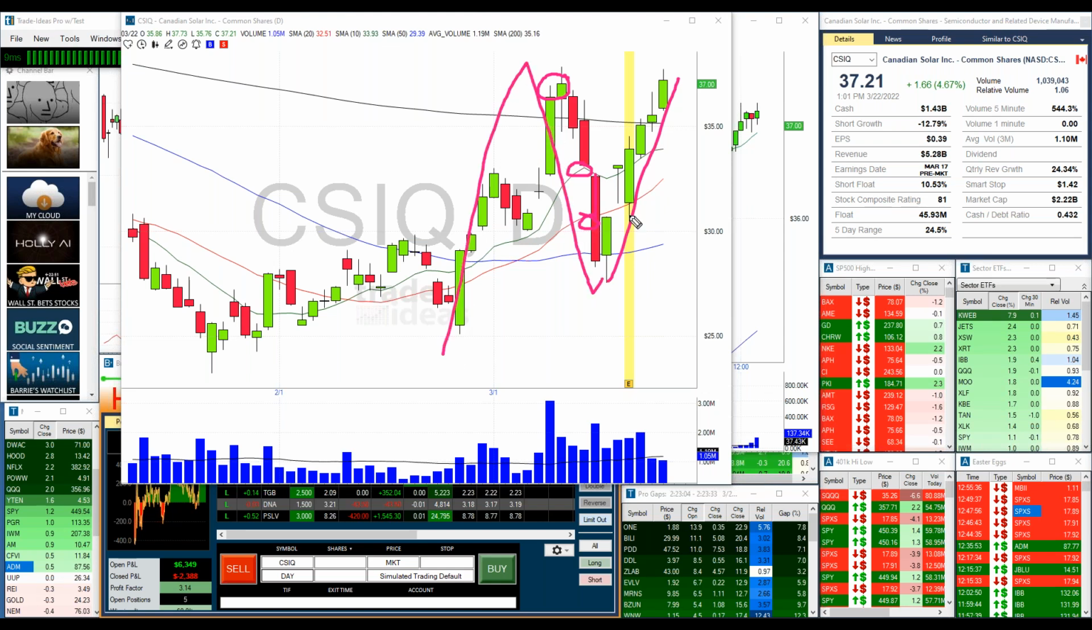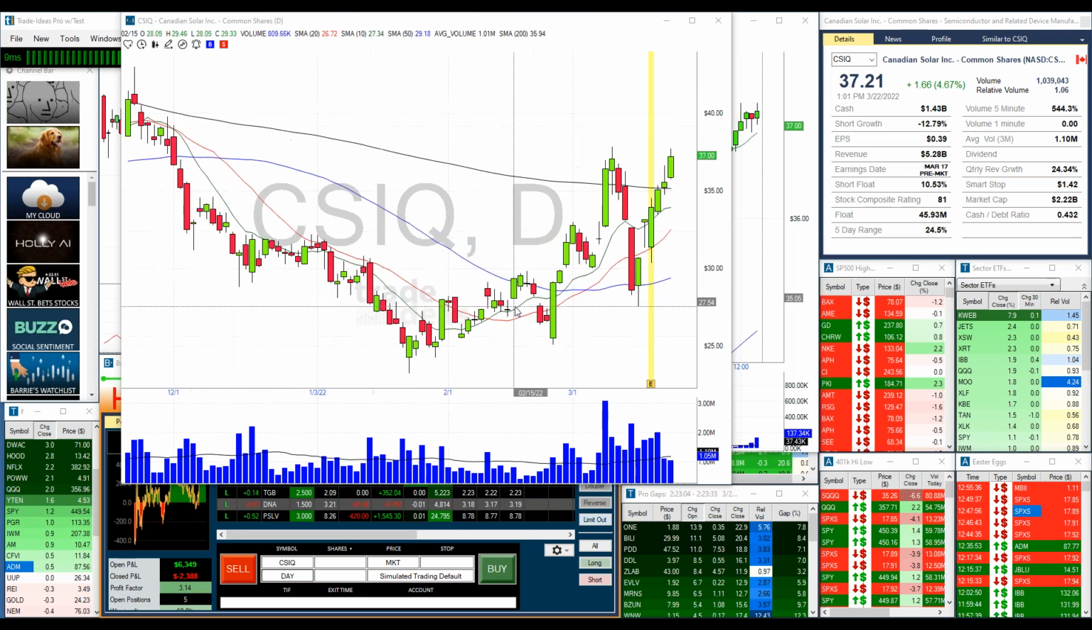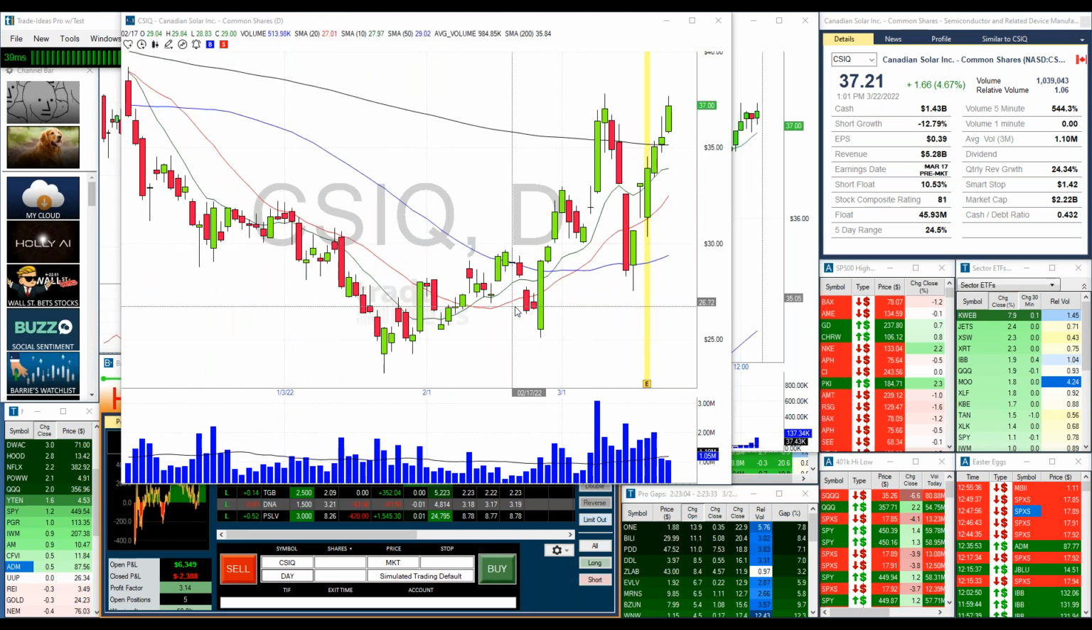Very vicious, volatile action in the energy, commodity, and solar spaces right now. So what can you do? You can definitely lower your share size, which lowers your risk, lowers your exposure, and keeps you a little bit sane.